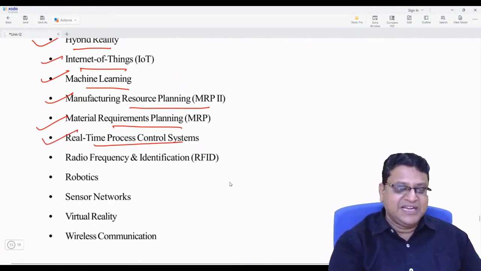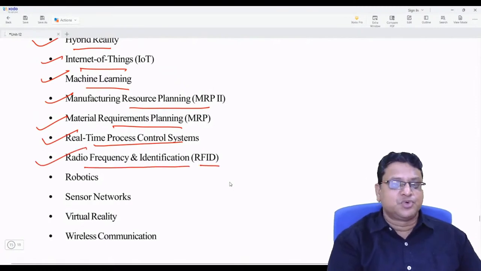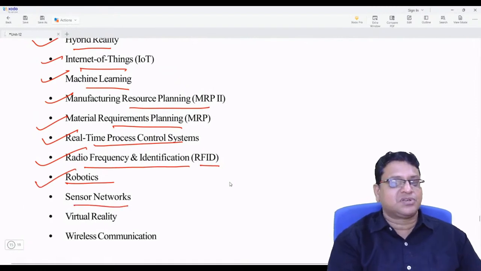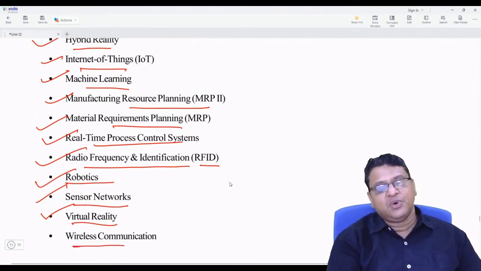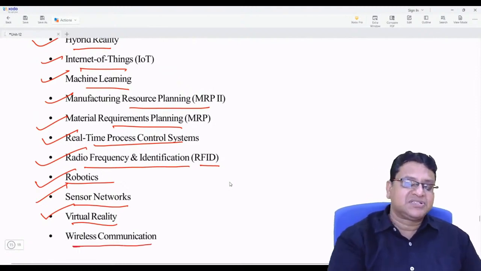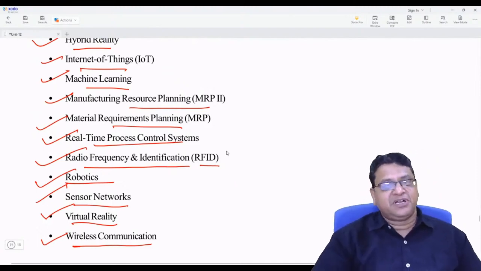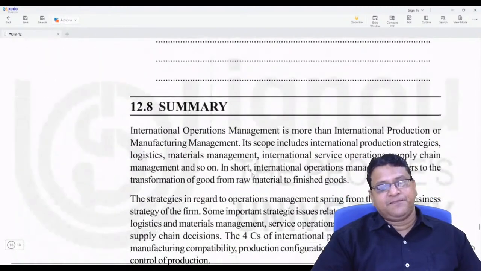We use RFID technology, radio frequency identification technology. We use robotics, sensor networks, virtual reality, and wireless communication systems in international supply chain management. These are the different technologies used in international supply chain.